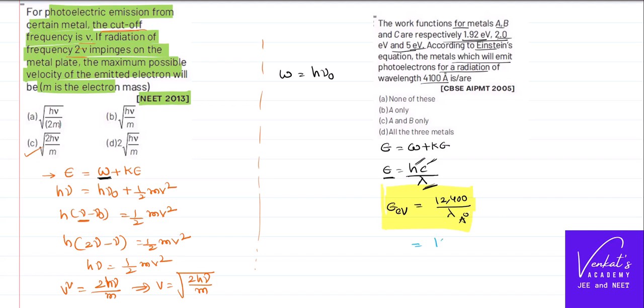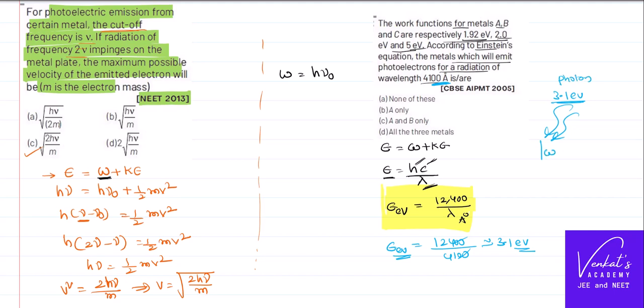Energy corresponding to 4100 angstrom, I am using this because the incident wavelength is given in angstrom, is 124 by 41. If you calculate that, it's approximately 3.1 electron volts. So the energy of the photon that is striking the metal surface is 3.1 electron volts. That's the available energy from the photon, 3.1 electron volts.